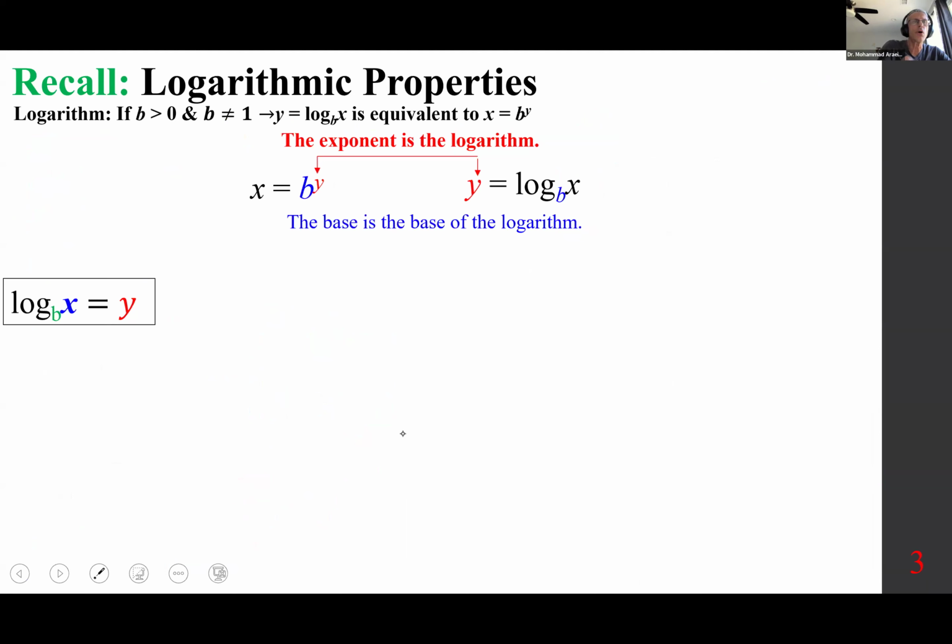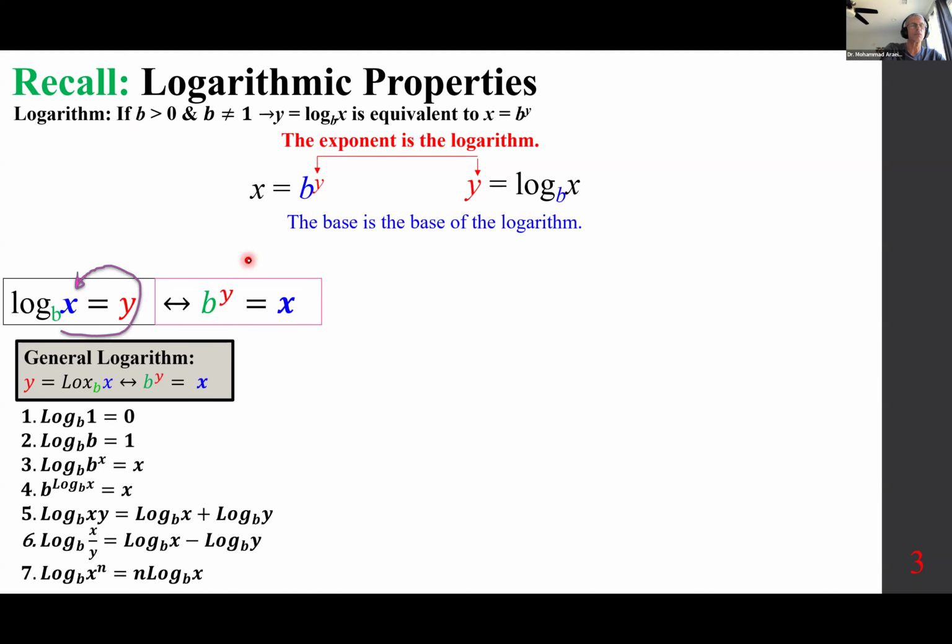Now, when it comes to logs, of course, the base must be positive, can't be 1. And pay attention to this arrow. If you can follow the arrow and come up with the exponential format, log x base b equals y, it's equivalent to the exponential format b to the power of y equals x, it makes it easy to follow and understand the properties here.